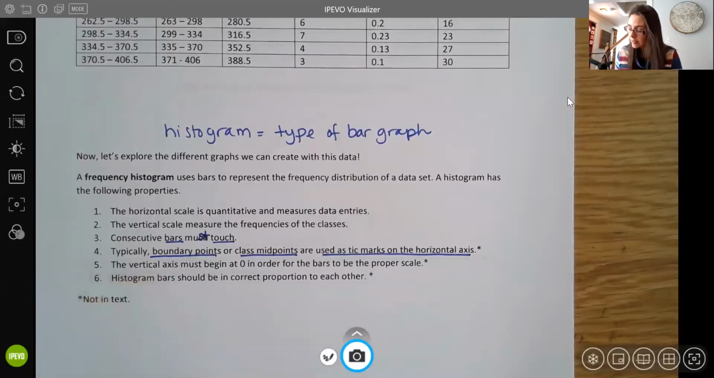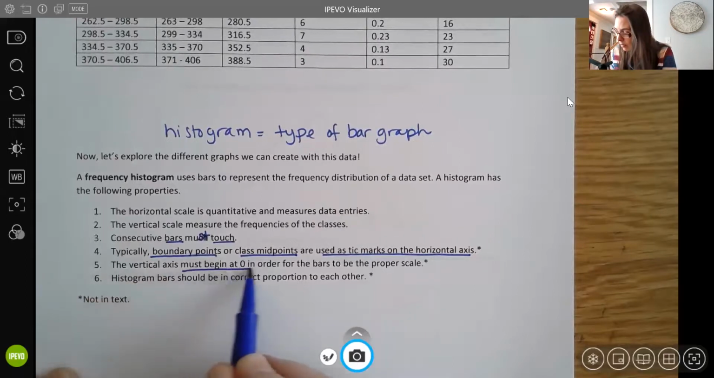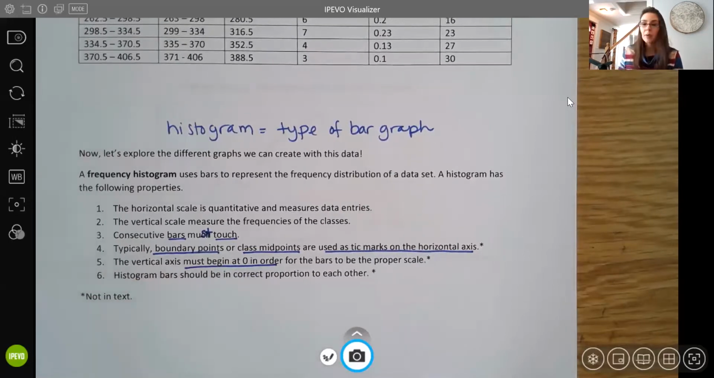Your vertical axis must begin at 0 in order for the bars to be the proper scale. So a correct histogram should have its vertical axis beginning at 0, because your bar heights should be proportional with your data. So they should be in the correct proportions or ratios. When we don't start at 0, they get squished, so they don't work the right way. So we should always start at 0 in a proper histogram.